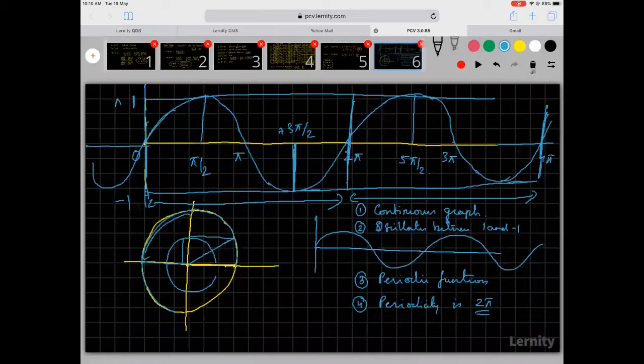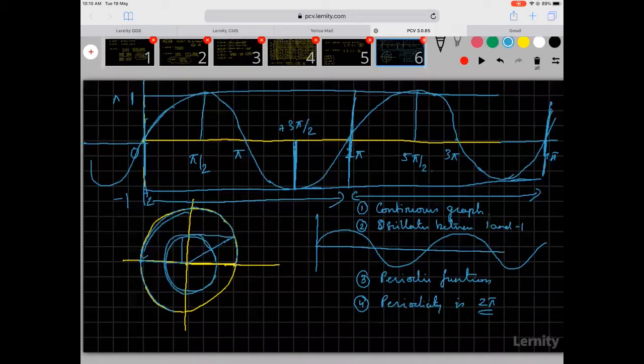And then it reaches here, right? After 2 pi, from here to here, 2 pi, it reaches here. So now again, it will go the same path. Again, at 4 pi, again, it will go the same path. Okay? So it is important for you to understand these things.